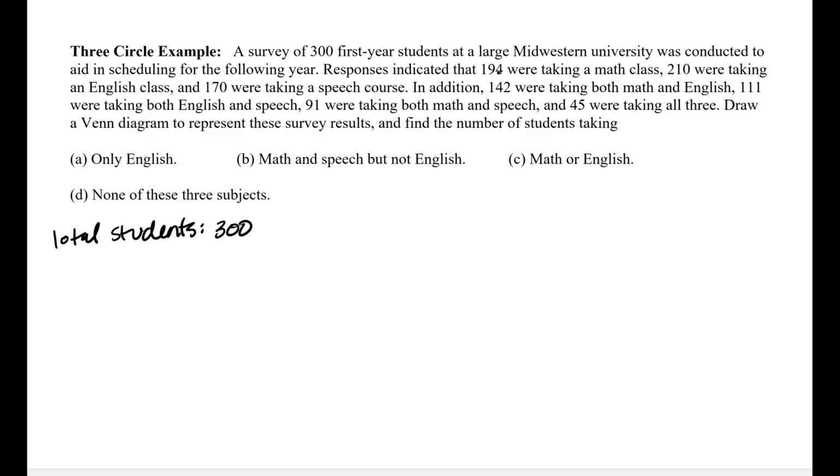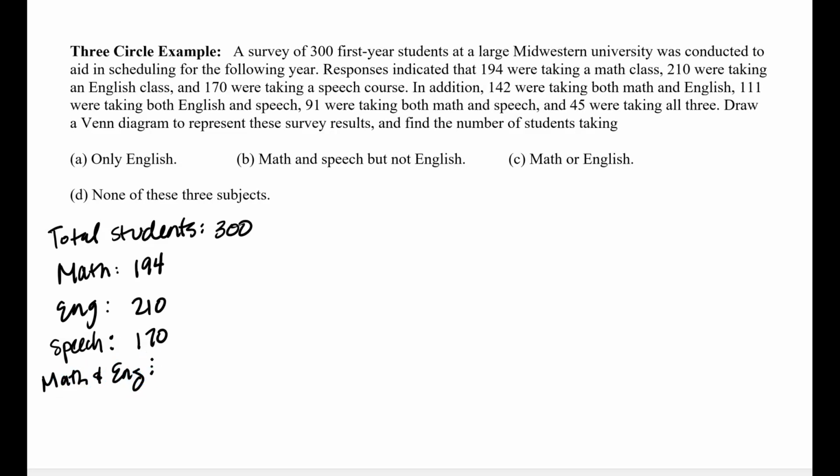Responses indicated that 194 were taking math. So math is 194. 210 were taking English. 210. 170. Whoops, I'm going to be consistent here. 170 were taking a speech course. So those are your 3 circles: math, English, and speech. In addition, 142 were taking both math and English. So math, it would help if I could spell math. Okay, math and English. There we go.